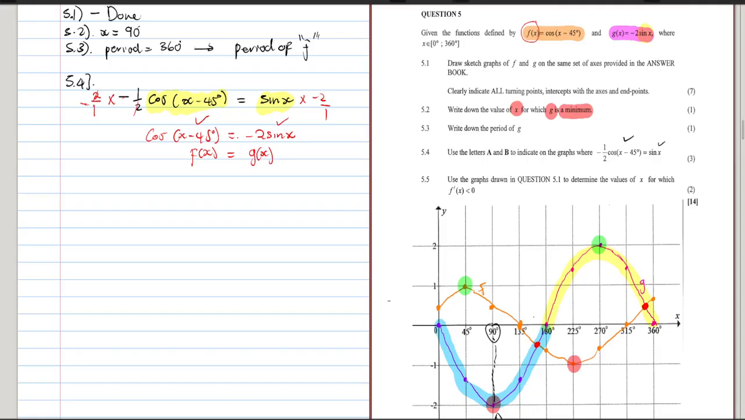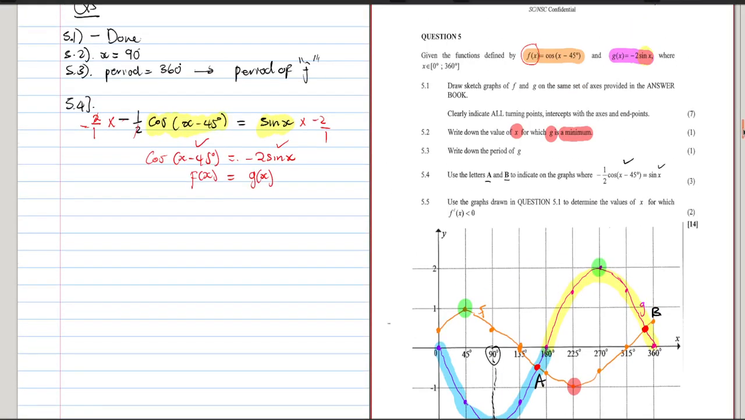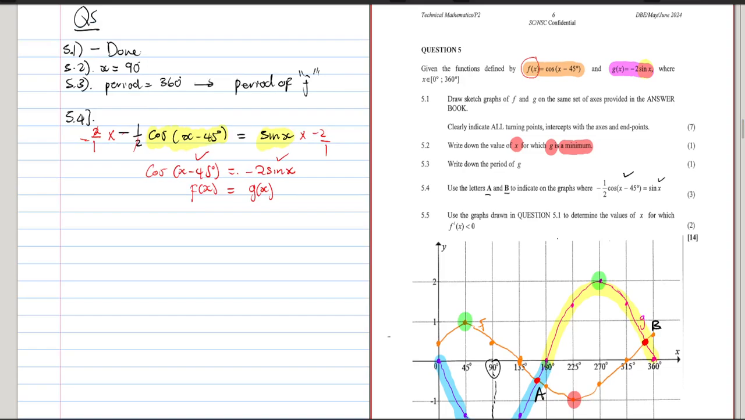So we need to use letters A and B. So this is A, and then this is B. Or you can start with B, then follow that up with A. It doesn't really matter. So this is where the graphs are equal.